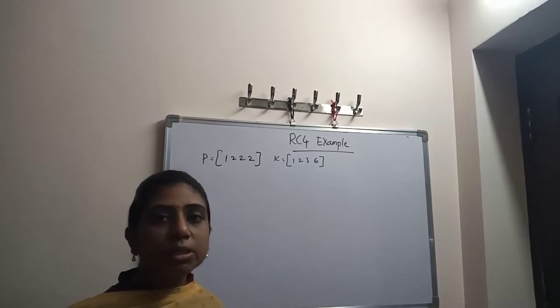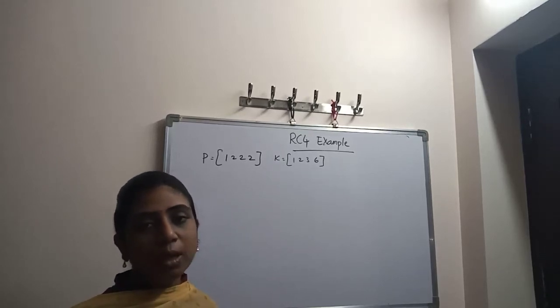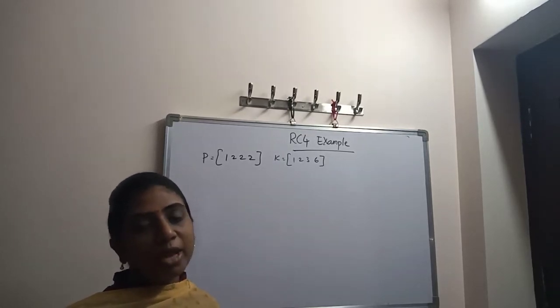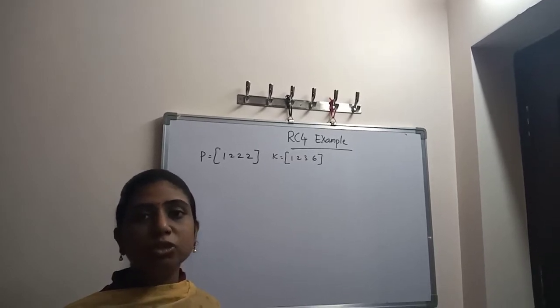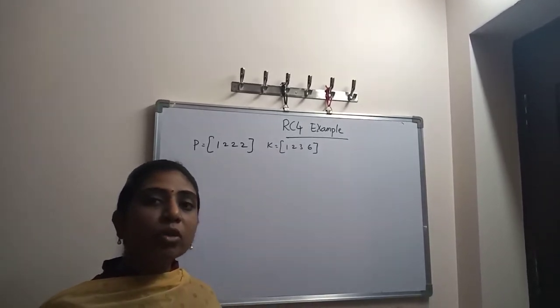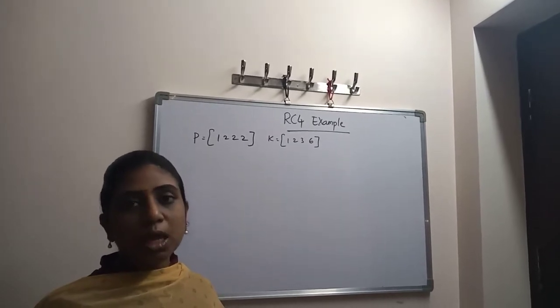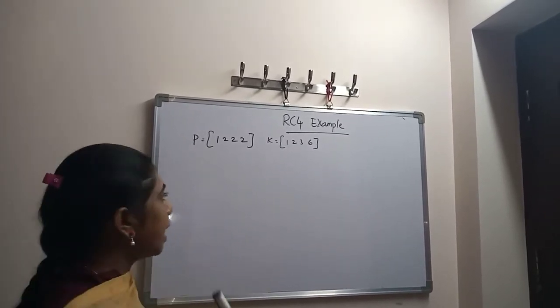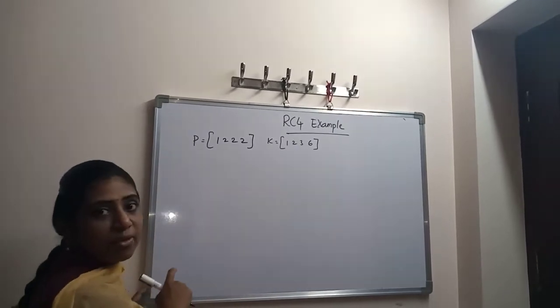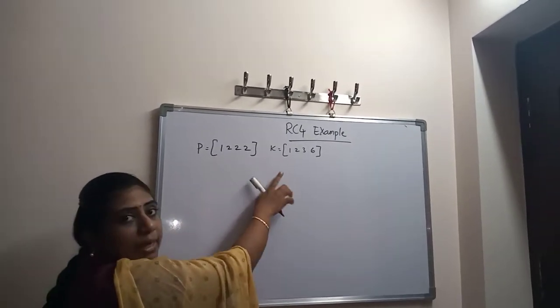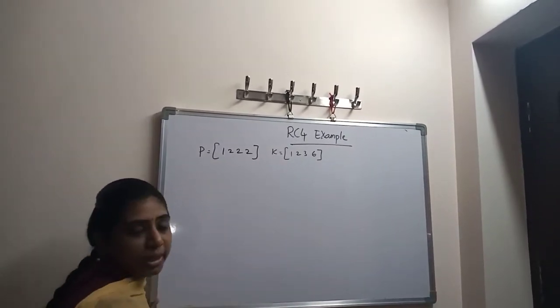Today we are going to discuss an RC4 example. In RC4, as we have seen the concept, we are going to take 8-bit data and do the process. Initially we have taken the example, that is plain text, given as 1222 and the key values as 1236.